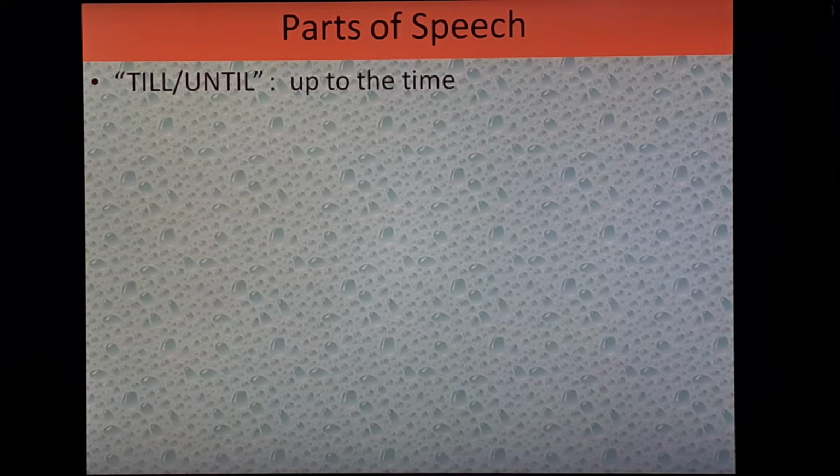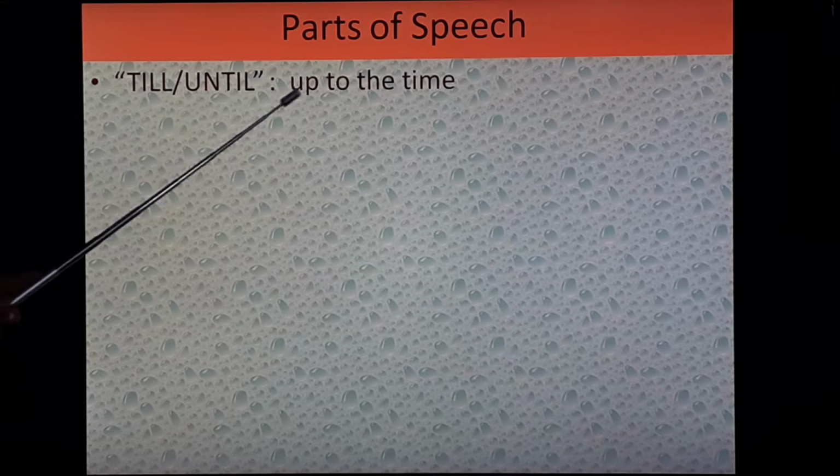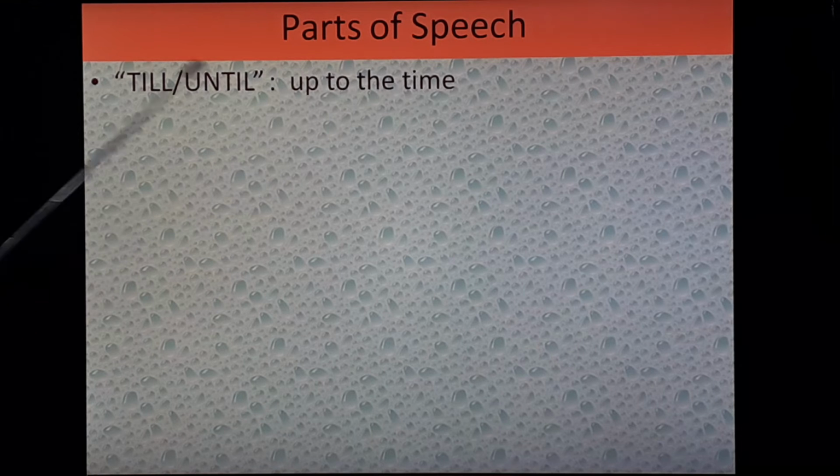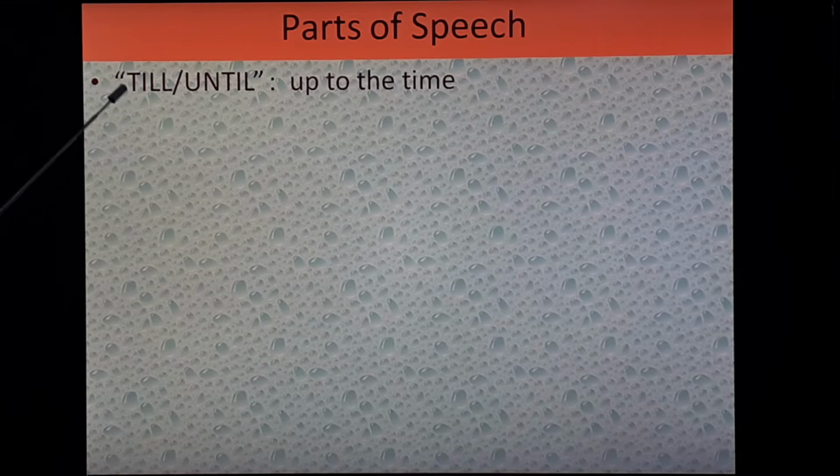Let's move to the next, that is till, or you can say until. Both refer to time. So up to the time, that is the meaning of both. Till is informal, and until is formal. In till you have to use a double L, whereas in writing until you have to use only a single L.